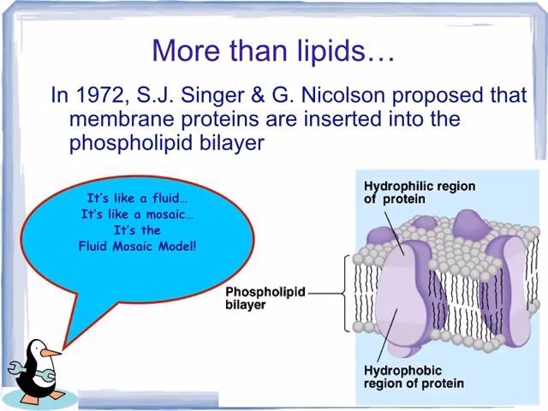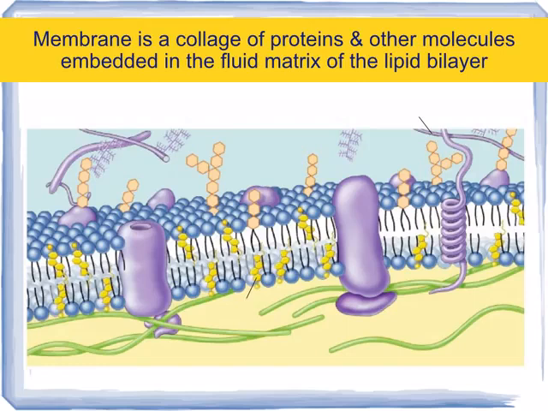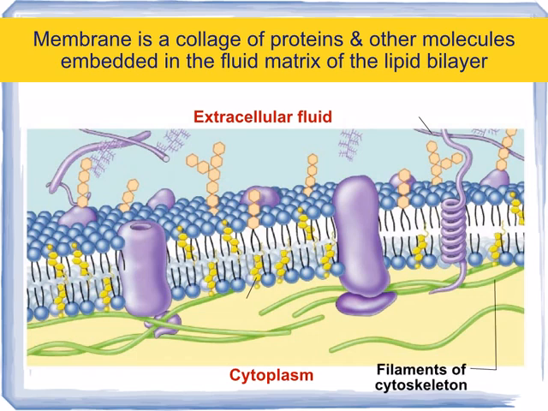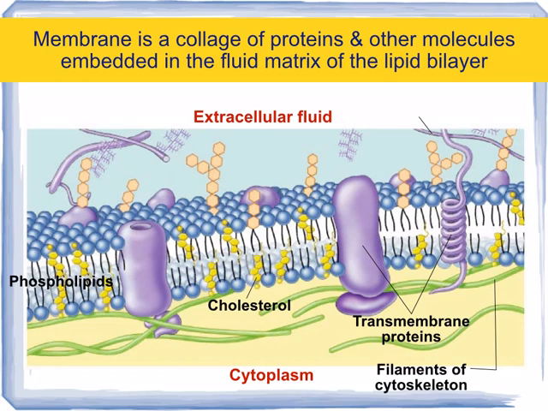In 1972, Singer and Nicolson proposed that the membrane proteins are inserted in the phospholipid bilayer. So, how do we get the name fluid mosaic model? It's like a fluid, it's like a mosaic, so it must be a fluid mosaic model. The membrane is a collage of proteins and other molecules embedded in the fluid matrix of the lipid bilayer. You've got your cytoplasm, extracellular fluid, and your lipid bilayer sitting between. You've got the filaments of the cytoskeleton, phospholipids, cholesterol, transmembrane proteins which span the whole bilayer, peripheral proteins which sit on the outside, a glycoprotein attached to a carbohydrate group, and a glycolipid, which has a carbohydrate group attached to the lipid.